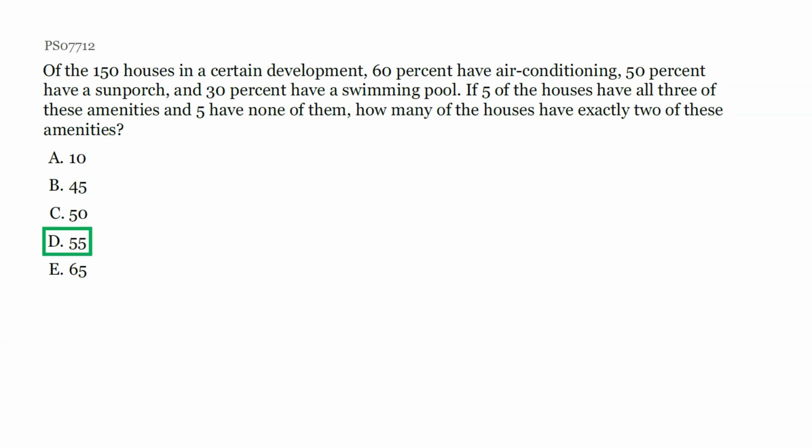This is an overlapping sets problem, and the usual strategy would be to use the double set matrix. However, that's not going to work here because we have three sets. These houses may or may not have air conditioning, a sun porch, and a swimming pool. That's too much for a double set matrix to handle, so we need to look for another approach.